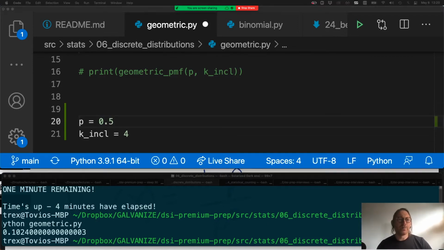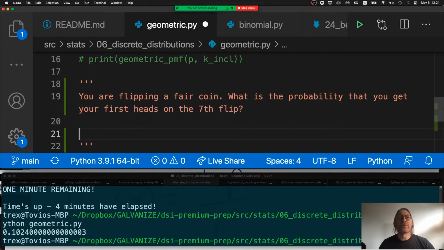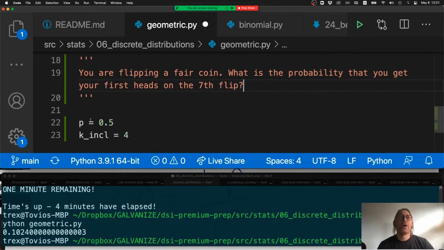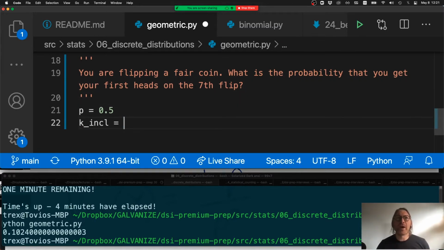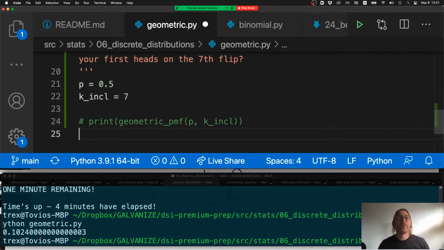So here, I'll grab this. You're flipping a fair coin. What is the probability that you get your first heads on the 7th flip? Our probability is 0.5. It's a fair coin. And we're talking about the 7th flip. The first heads, that's inclusive of the 7th flip. So we should be able to just call this function and see a result.